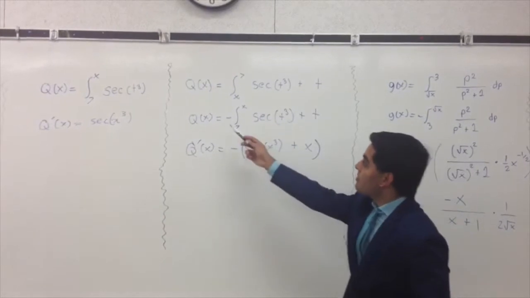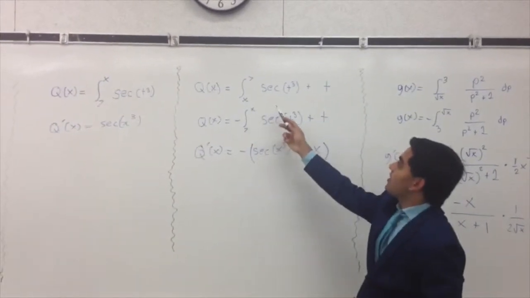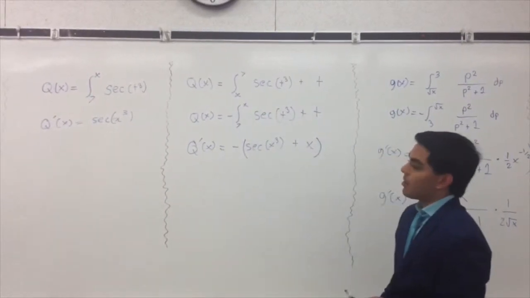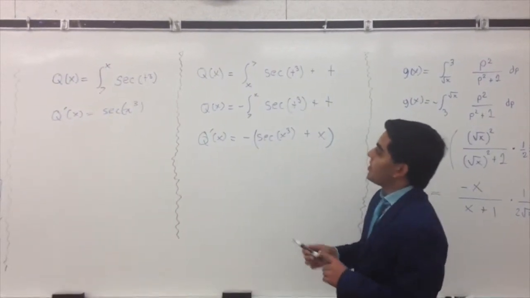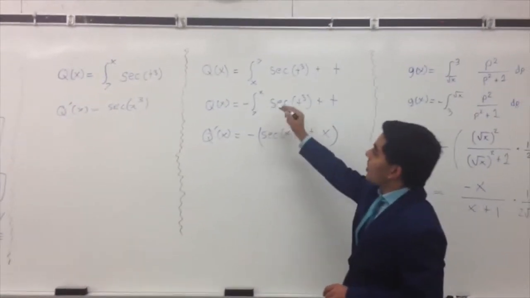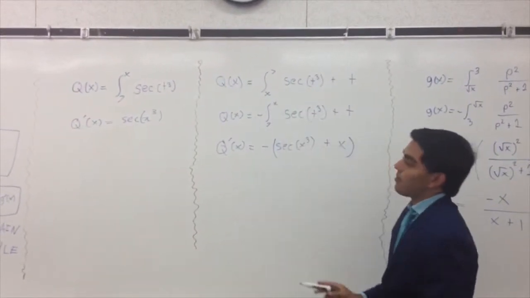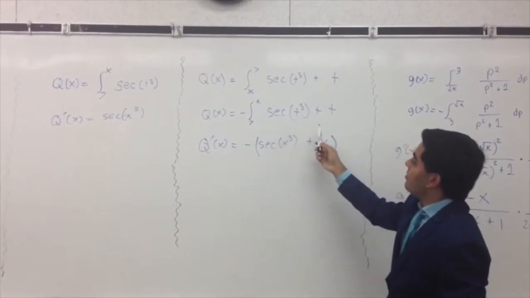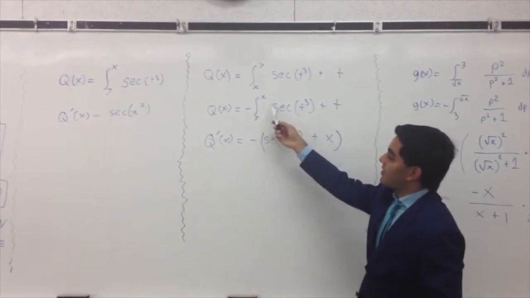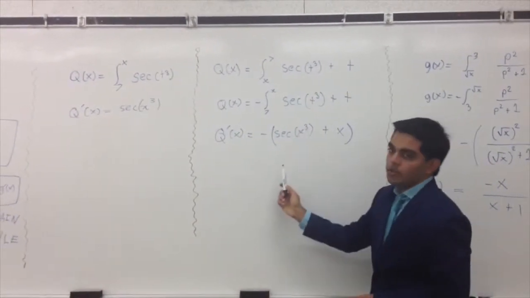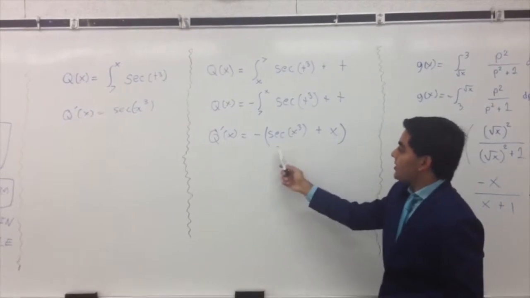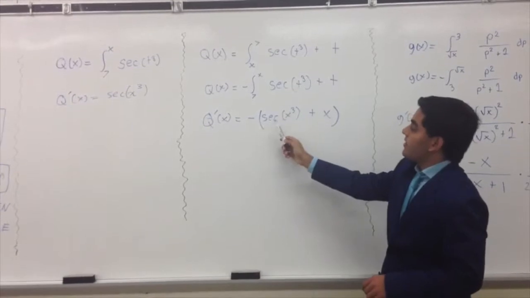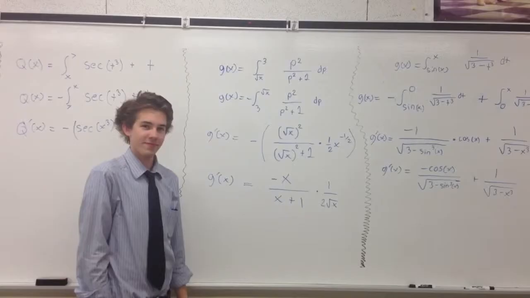Now you're given q of x equals the integral of secant of t cubed plus t from x to 7. Using our properties of integrals, when taking the derivative, you always want the x value on top. So you get negative the integral of secant of t cubed plus t from 7 to x. When you take the derivative, just like the last example, you plug in x. So q prime of x equals negative secant of x cubed plus x.